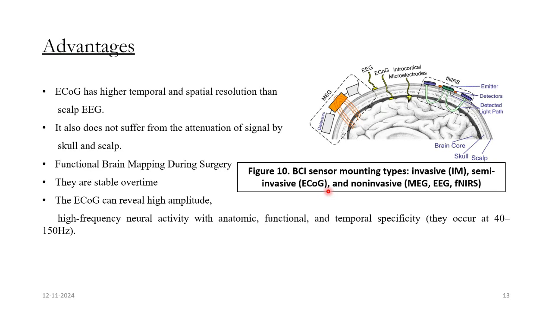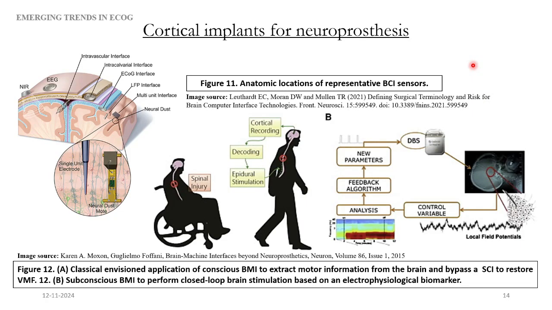These are the advantages that we have discussed. Here we have the BCI sensors. We have different types of mountings: the invasive ones, semi-invasive, and the non-invasive types. So this is one of the applications, published for the cortical implants of neuroprosthesis.